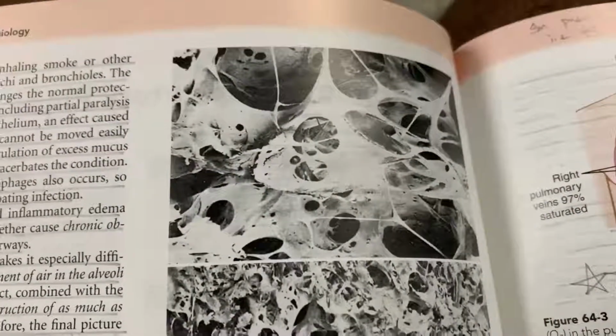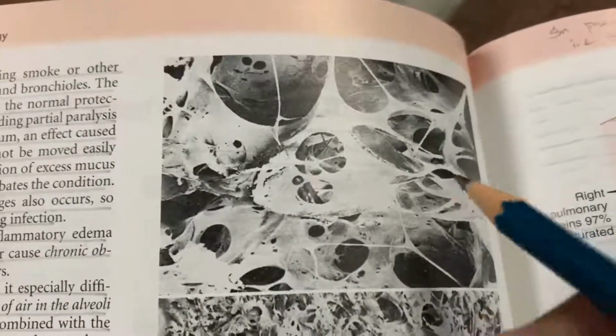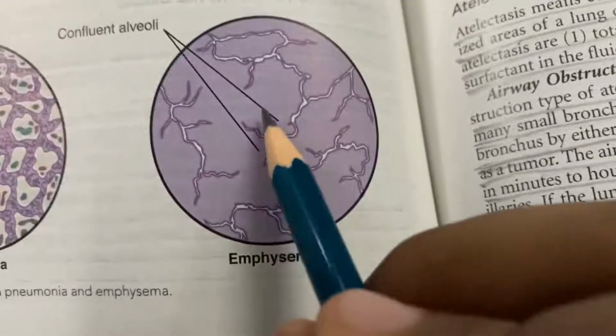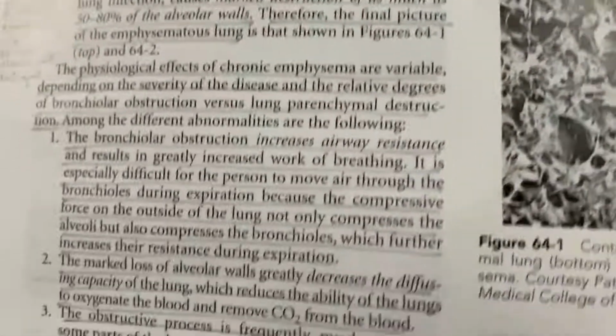So in this picture, you can see the final picture of the emphysematous lung, in which you can also see that most of the walls coalesce. So that is what happens.